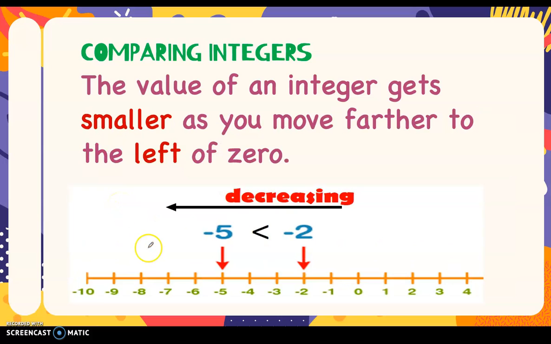The value becomes smaller. So negative 10 is smaller than 0, so 0 is bigger than negative 10. Negative 10 is also smaller than negative 9. So as you go farther from 0 to the left, the value becomes smaller.